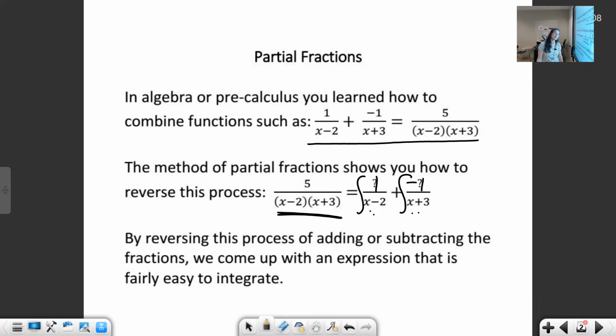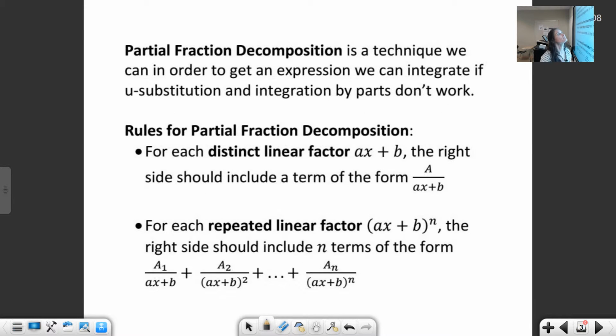And so that's what we're working on: using this partial fractions decomposition, going backwards, and then being able to get something that you can integrate. We'll do all the integration next time. I just want to practice how you undo those fractions. So partial fraction decomposition: we're going to take the answer and go back and break it into the two fractions.